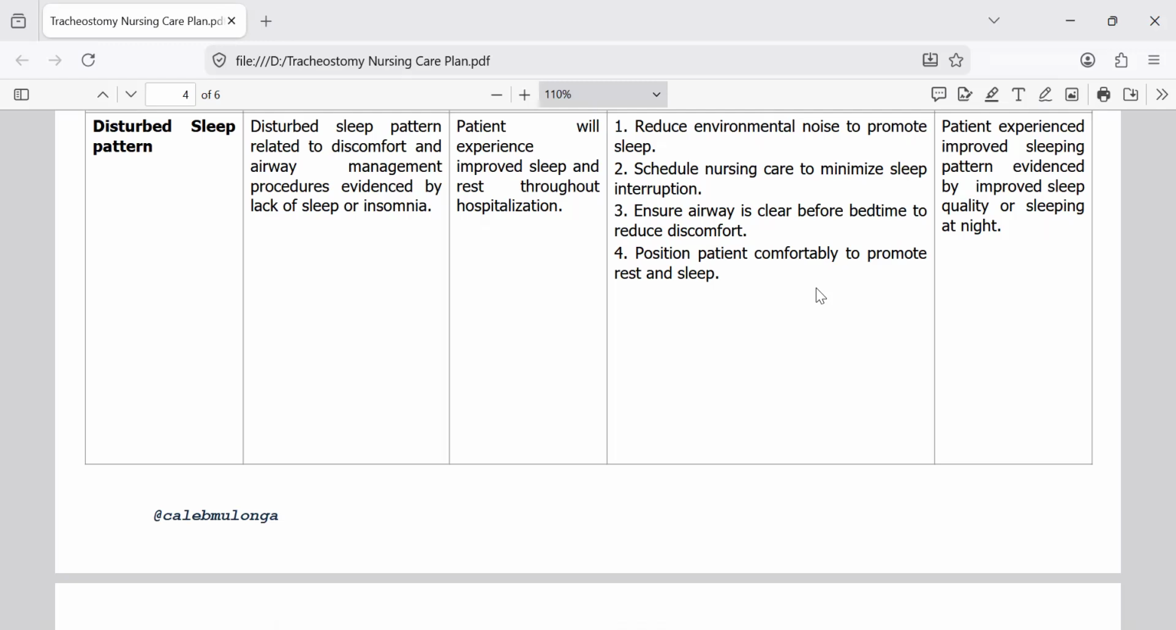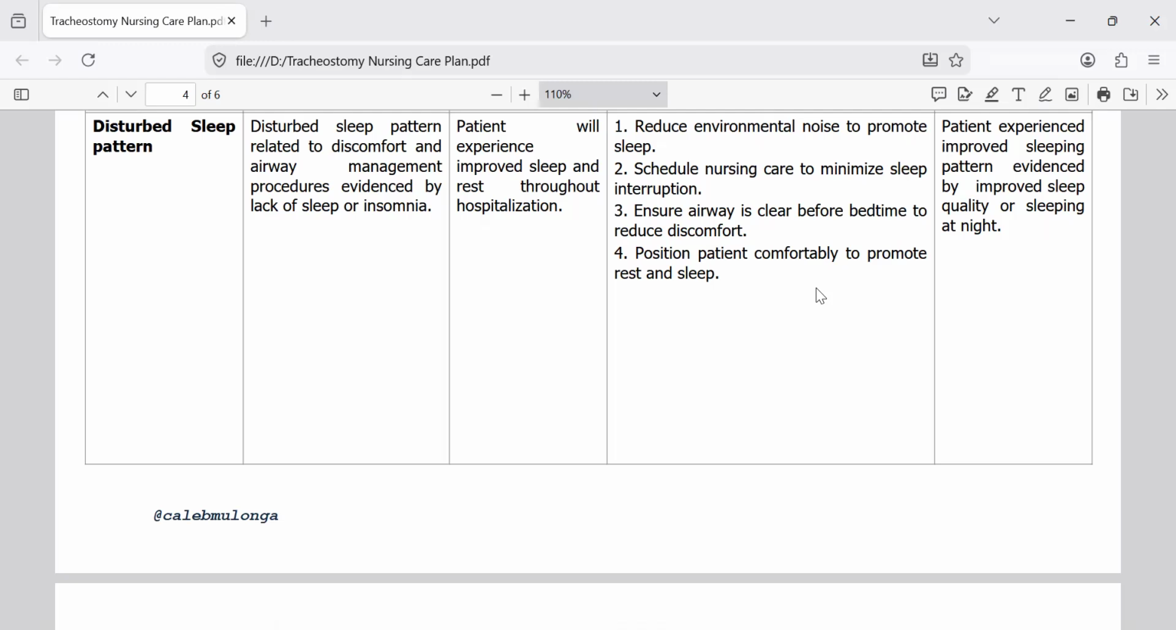Interventions. Number one, I will reduce the noise, environmental noise, to promote rest. Number two, I will schedule the nursing care to minimize sleep interruption. Number three, I will ensure the airway is clear before bedtime to decrease or reduce discomfort.